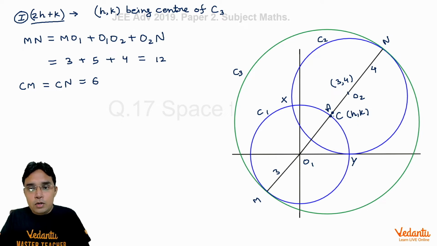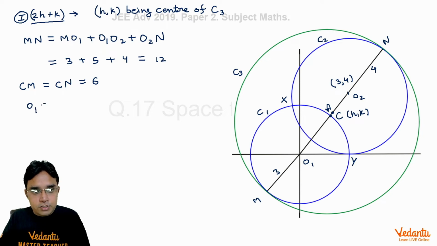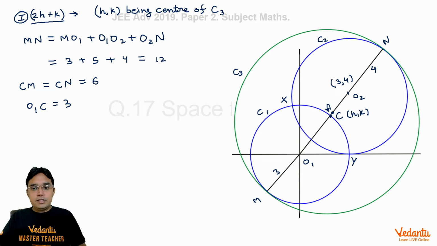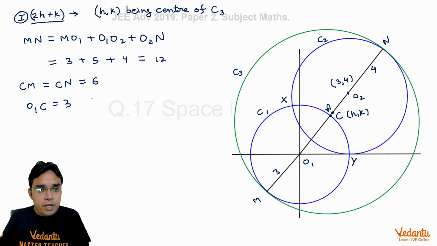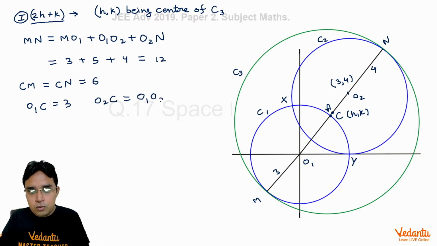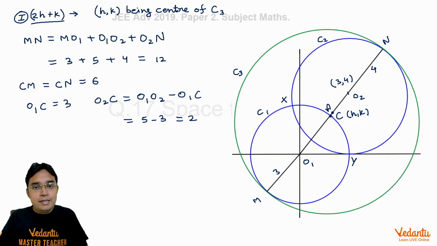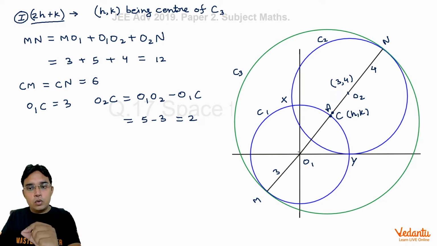Now to find the coordinates of C, let us try to find the distance O1C. O1C is nothing but 3 only, because this C is lying on this circle C1. So O1C will be 3, and O2C we can find by doing O1O2 minus O1C, which is 5 minus 3, equal to 2. So we can say that this C divides O1O2 in the ratio 3:2 internally.